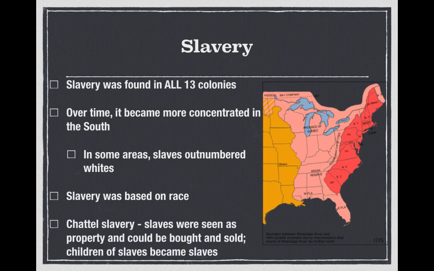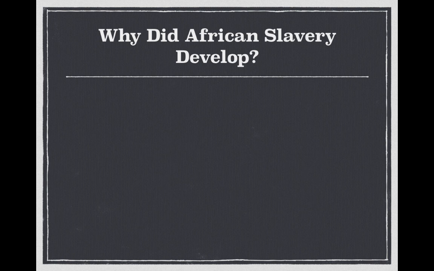And a phrase that we have to be aware of when we study slavery in the Americas is the phrase chattel slavery. And what this means is slaves were seen as actual property and could be bought and sold, and specifically children of slaves were born into the institution of slavery. Okay, so let's understand the reasons that African slavery developed. So some causation going on here.